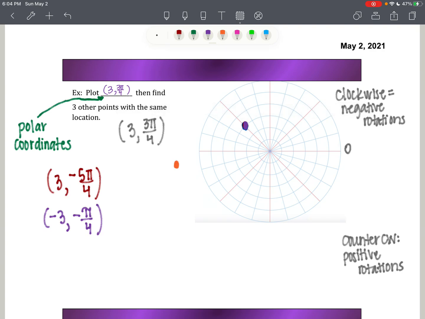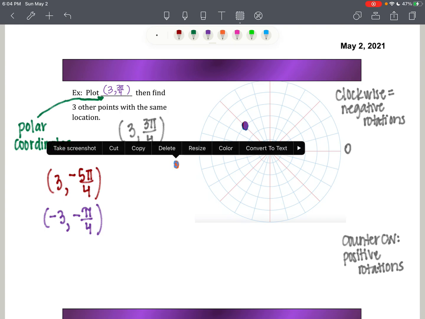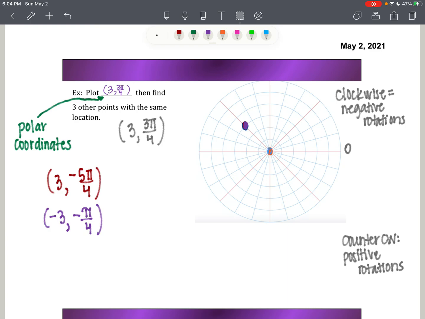Same location. I'm hoping that you'll get the idea that there's an infinite number of ways to get to a location with polar coordinates versus with rectangular coordinates. There's only one way to get to a location. With polar coordinates, we could keep going around and around and around and then stop at that point. We want to find points within one full rotation. We don't want to have coterminal rotations. We just want to get that one rotation.